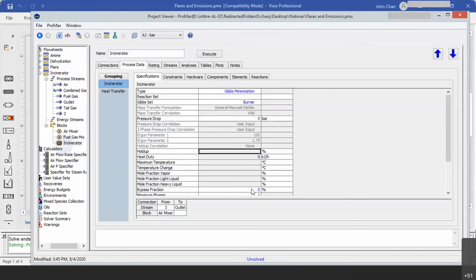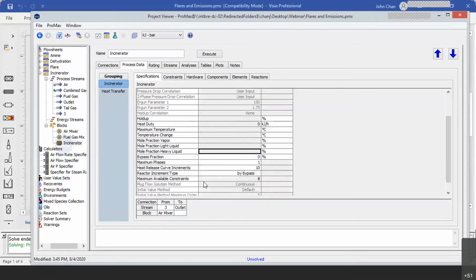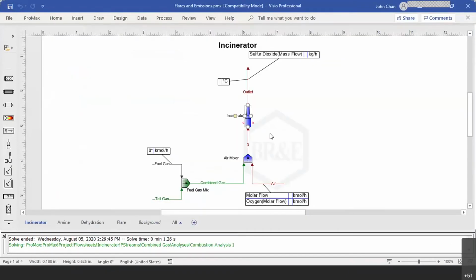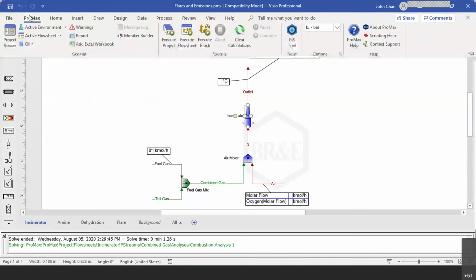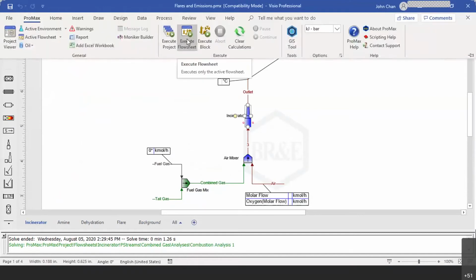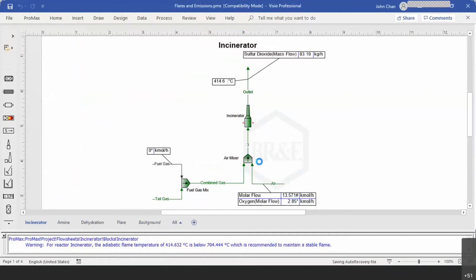Okay. And down below, you can see that there is a bypass fraction. Let's assume that the bypass fraction is 2%. So what we're doing is we are assuming that this is a 98% efficient combustor. So once I have everything defined, I can go ahead and solve my flow sheet. Once you have solved your flow sheet, you can see that your streams and your objects should turn green.